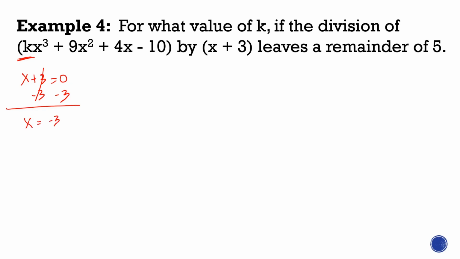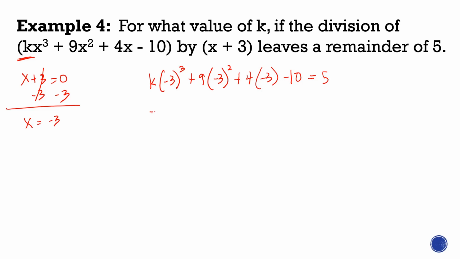And then let's set up the equation first. So it's going to be k times negative 3 raised to 3 plus 9 times negative 3 squared plus 4 times negative 3 minus 10. And that should be equal to 5. So this is how we set up the problem. Okay. And from here, we can just solve for k.